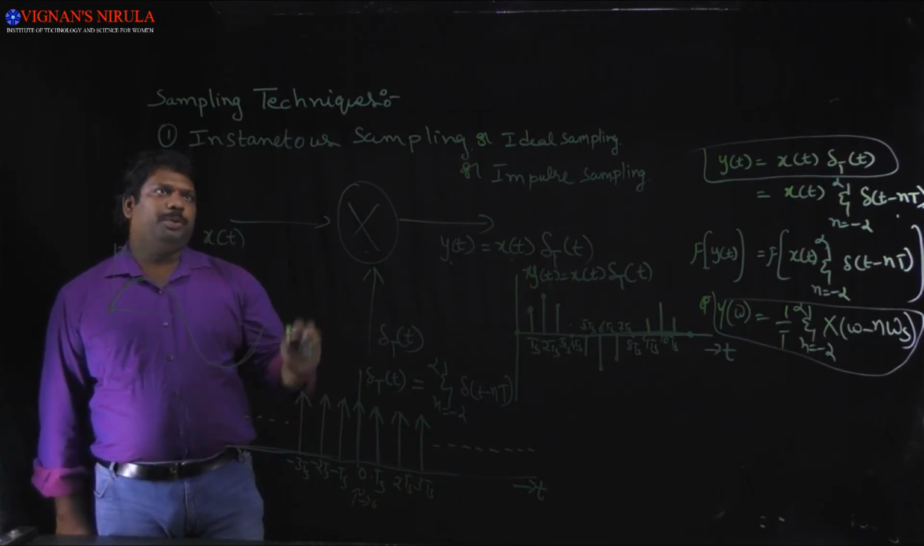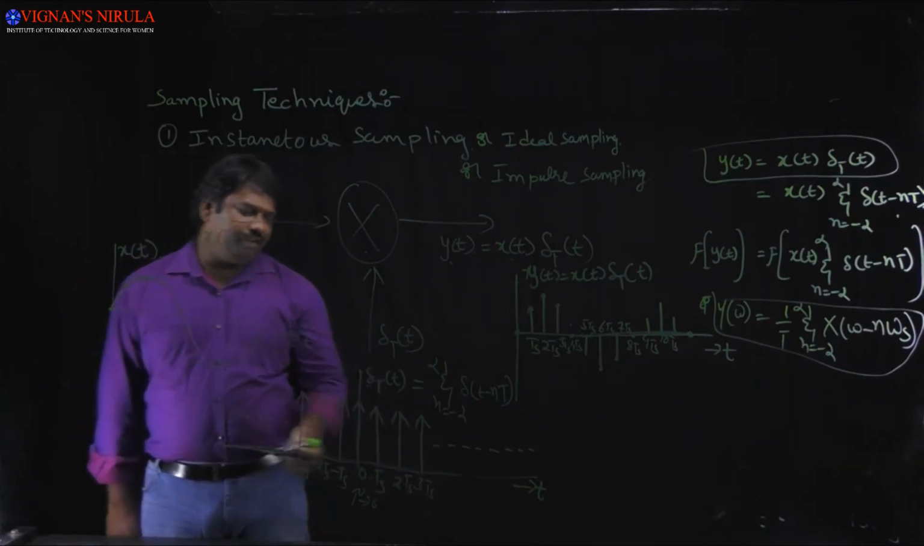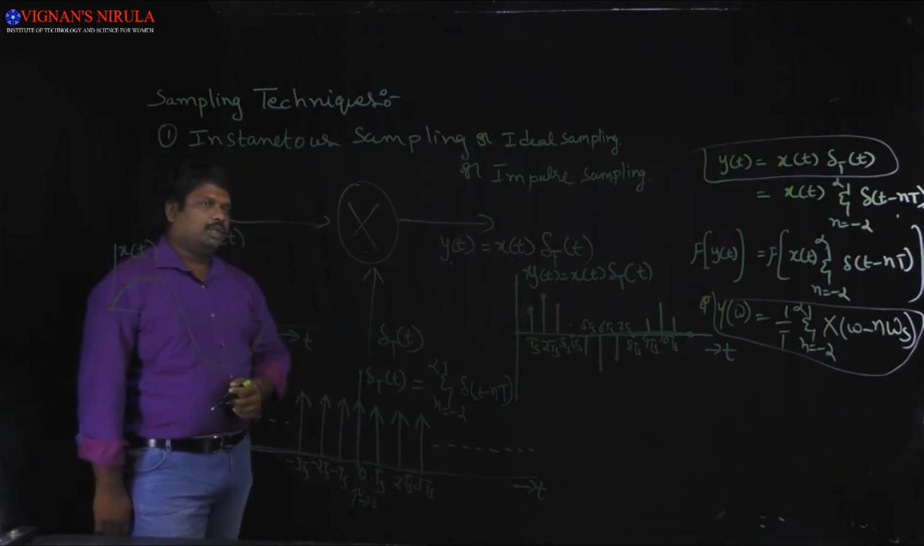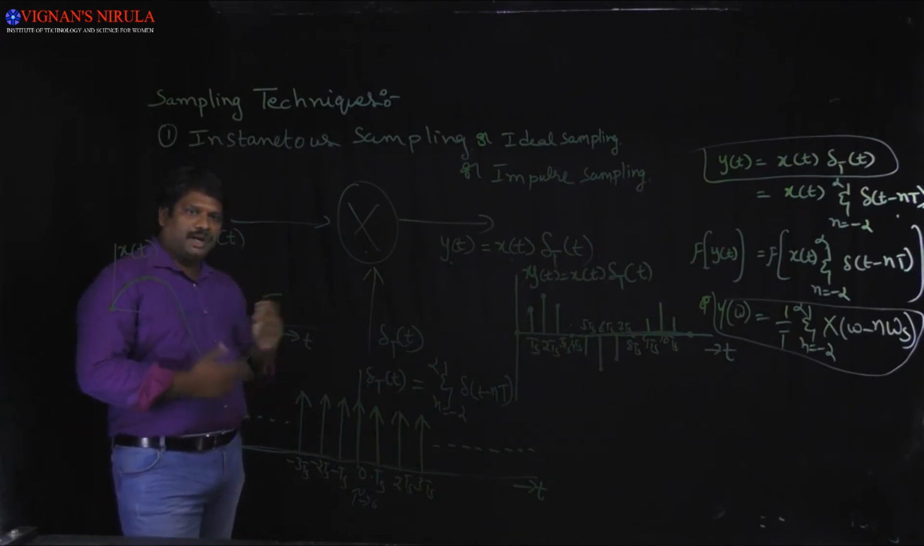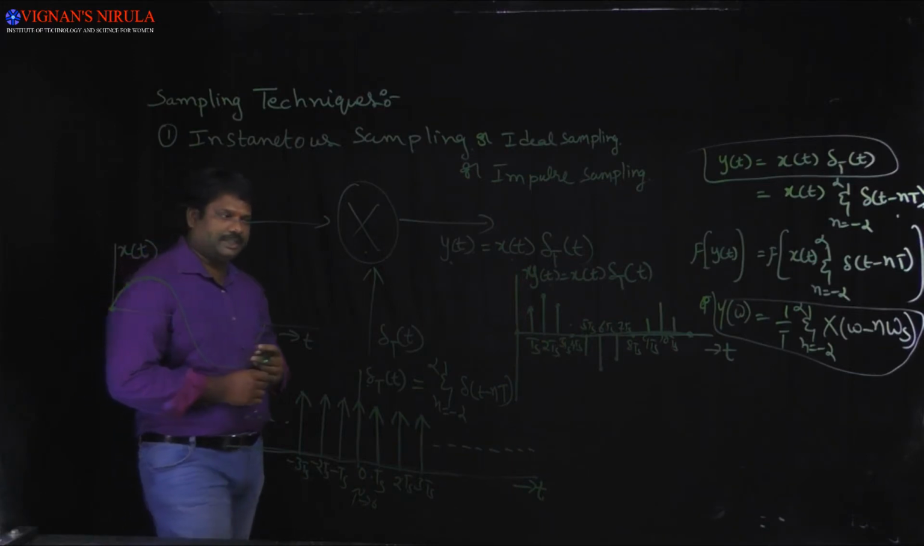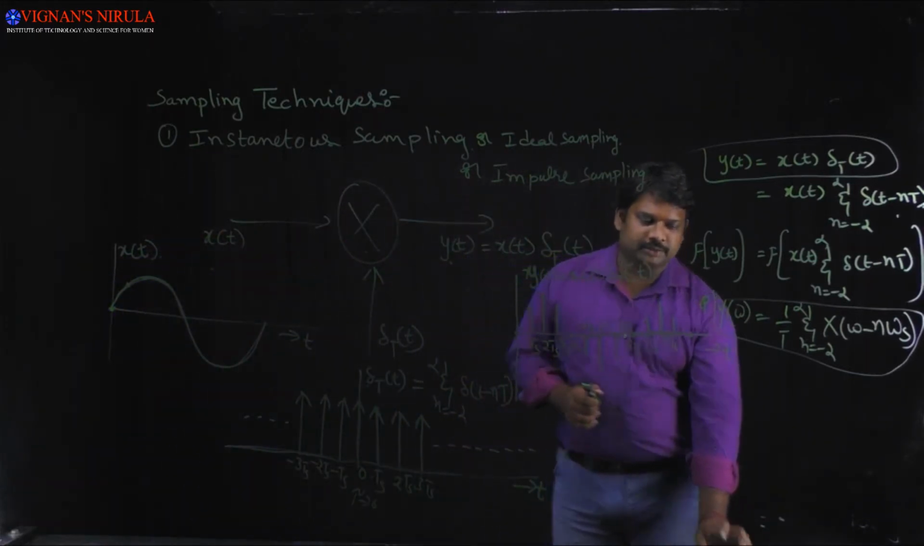It is also called instantaneous sampling, which is defined for every instant of time. That's why it is called instantaneous. This is the first technique of our sampling process, which is ideal sampling. The next technique is our practical sampling, which is natural sampling. We'll see that next.